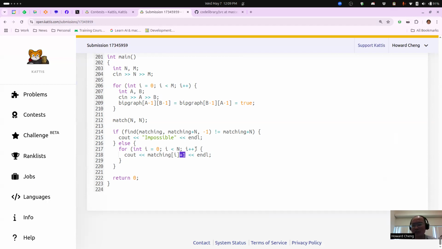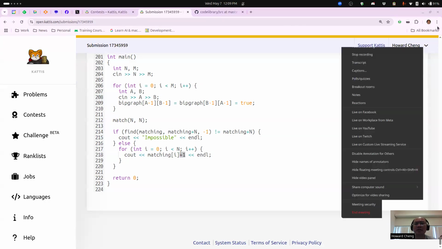Now, even if you've taken 3620, you might not have seen the matching problem. Probably you haven't, but this is a good time to learn about it. Okay, so that wraps up this week's problem set, and I'll stop here.